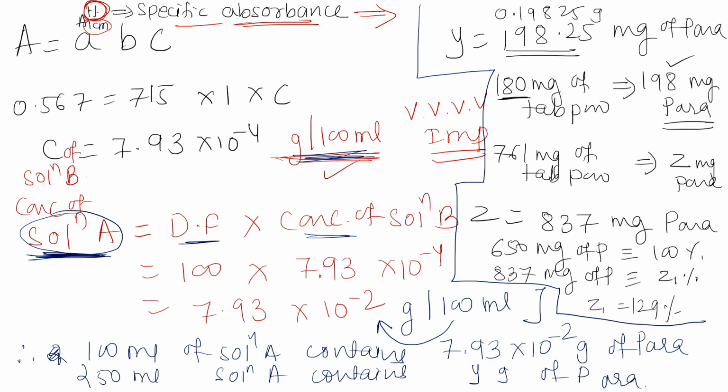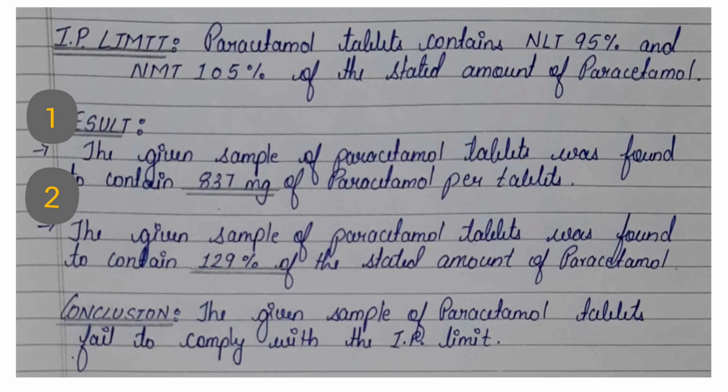And this is how you have to report the result. Two statements of result are very important because special marks are allotted for result reporting. First statement, if you see here under the title result, it is the content of paracetamol present per tablet. तो वो आपको mg में लिखना है. सेकेंड सेंटेंस है परसेंट कंटेंट ऑफ द पैरासीटामोल इन द गिवन टैबलेट. और उसके ऊपर जो आप दिख रहे हो आईपी लिमिट, वो आईपी लिमिट के हिसाब से आप कंक्लूड करोगे द रिजल्ट अबाउट योर डोसेज फॉर्म.